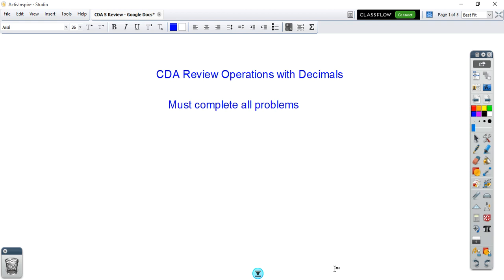So this is the CDA Review Operations with decimals. We're going to have adding, subtracting, multiplying, and dividing decimals. All the problems need to be completed. This is a pretty frustrating assignment because it's something that normally people would do with a calculator, but it's really important for us as mathematicians to be able to learn and understand why things work.